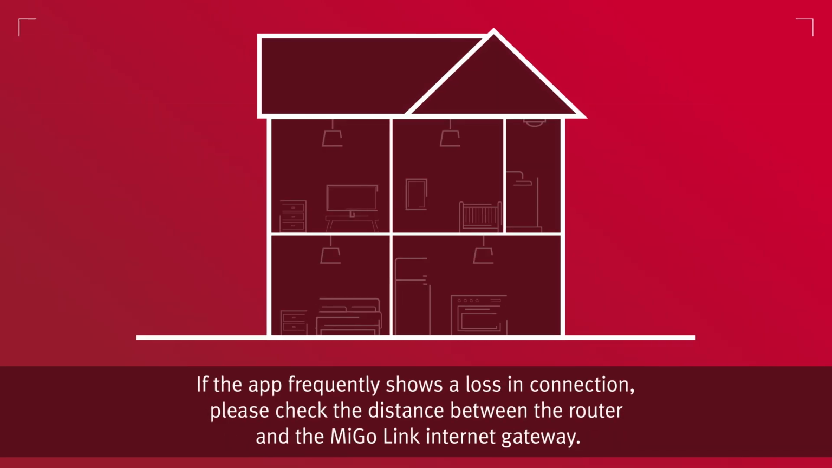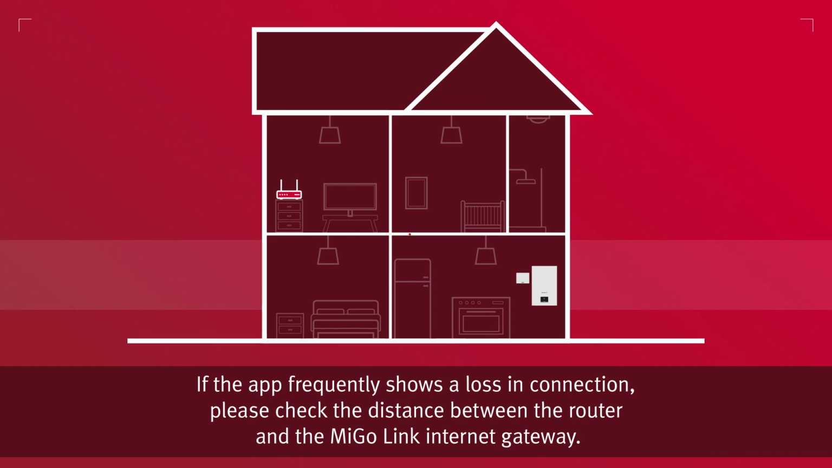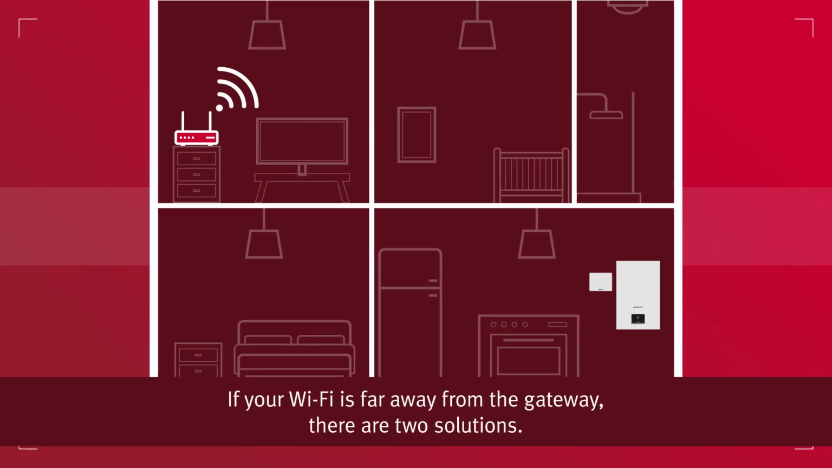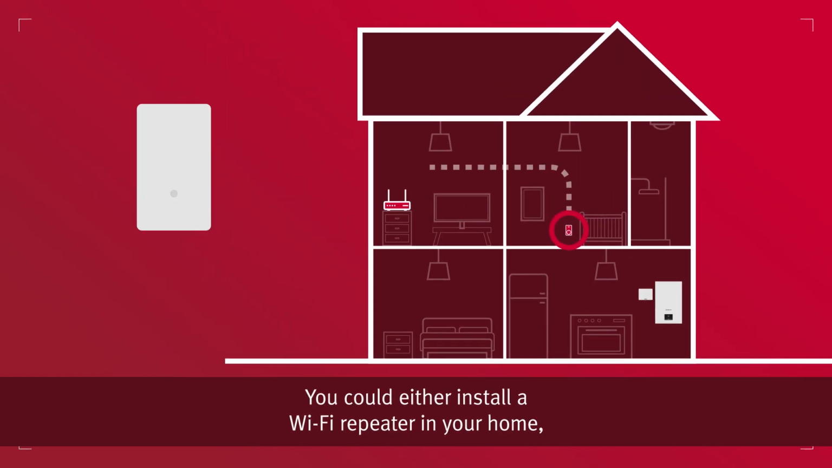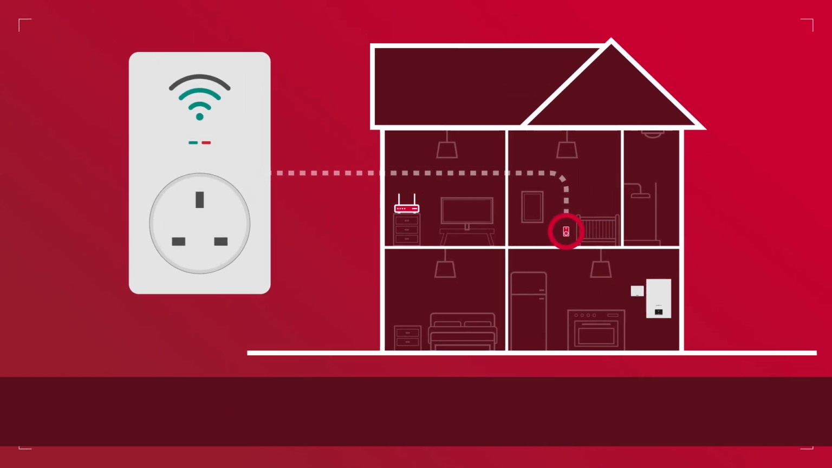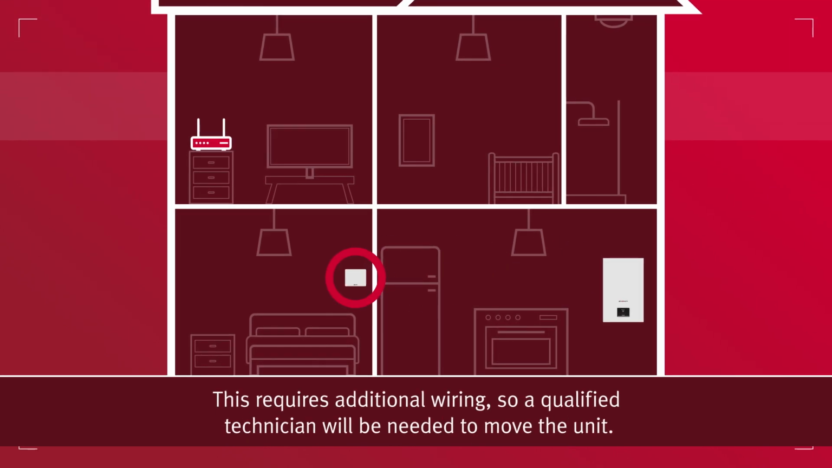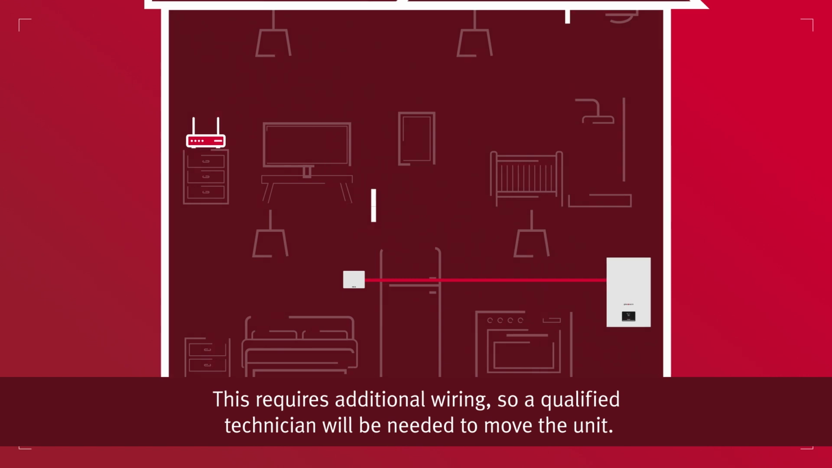If the app frequently shows a loss in connection, please check the distance between the router and the MiGo Link Internet Gateway. If your Wi-Fi is far away from the gateway, there are two solutions. You could either install a Wi-Fi repeater in your home, or move the gateway closer to the Wi-Fi router. This requires additional wiring, so a qualified technician will be needed to move the unit.